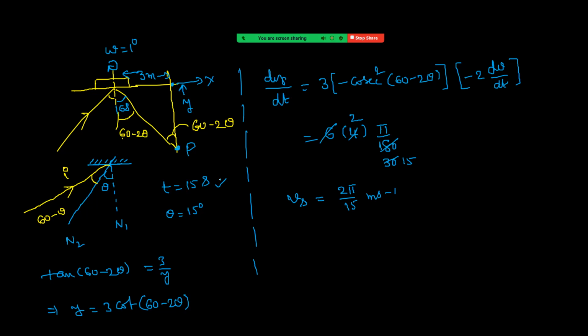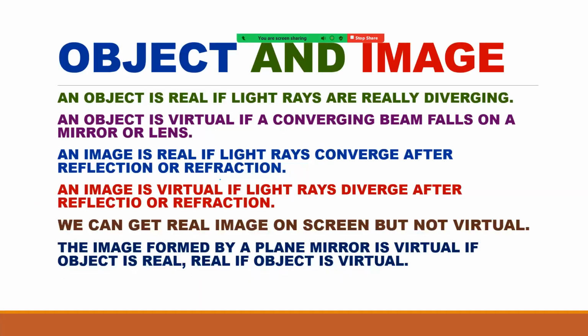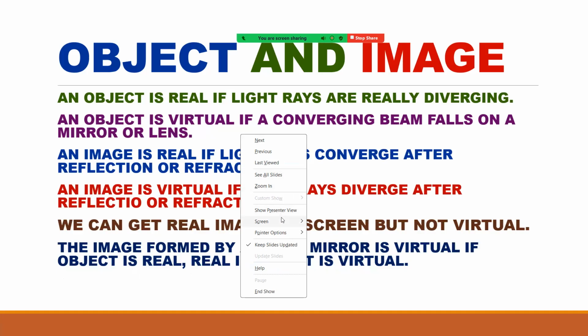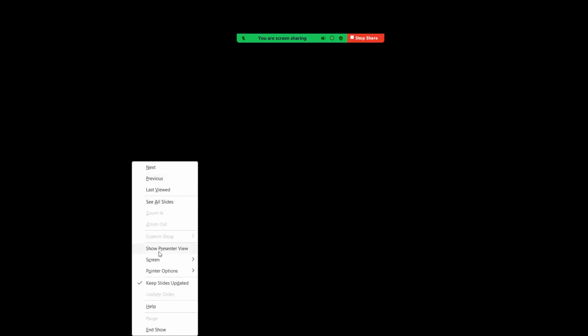Let us see the next problem. Now let us discuss what is an object and what is an image. Let us see carefully. Coming to the object, an object means light rays coming from that body. For example, this is a mirror, a plane mirror.